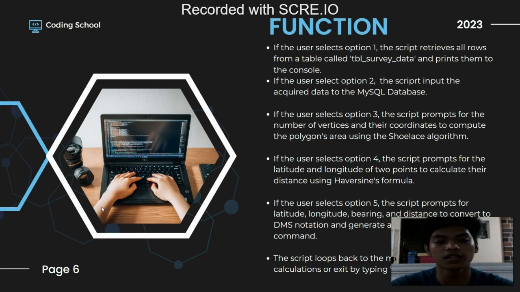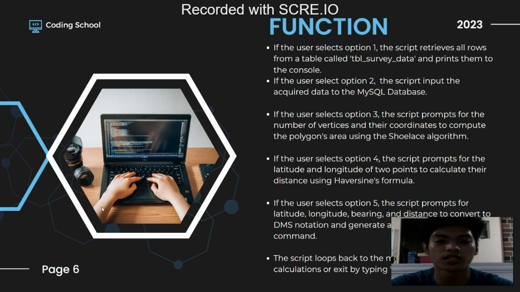If the user selects option 2, the script prompts the user to input necessary information and later the program inputs the acquired data to the MySQL database. If the user selects option 3, the script prompts the user to enter the number of vertices of a polygon and the x and y coordinates of each vertex. The shoelace algorithm is then used to compute the area of the polygon, and the result is printed to the console.